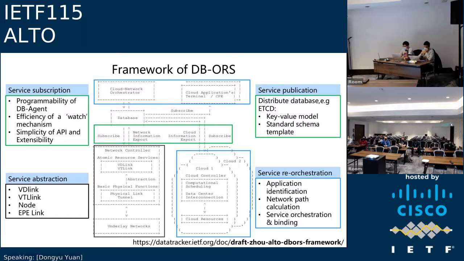With the knowledge of network capabilities, path calculation can be performed and services can be re-orchestrated and bound with specific policies. And also, with database clients watching updated information, path degradation, for instance, can be reflected and learned. Traffic can be further redirected. Next slide, please.